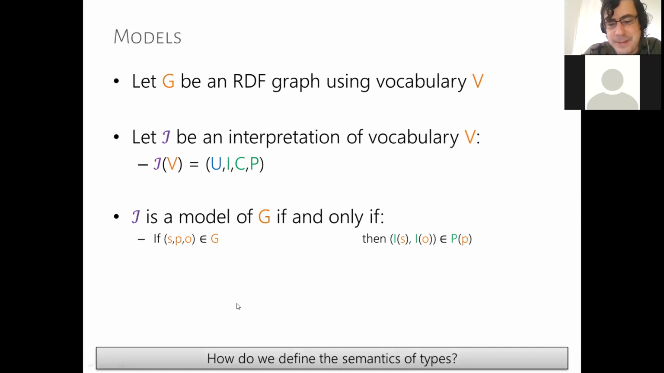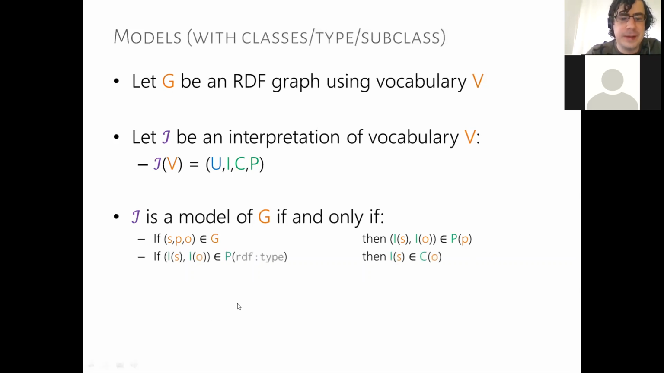How do we define the semantics of types? We know that we have this special RDF type term in our knowledge. So we can say that if, in our interpretation, the individual referred to by S and the individual referred to by O are in the relation of the property P, then the individual of S is in the interpretation of the class O.